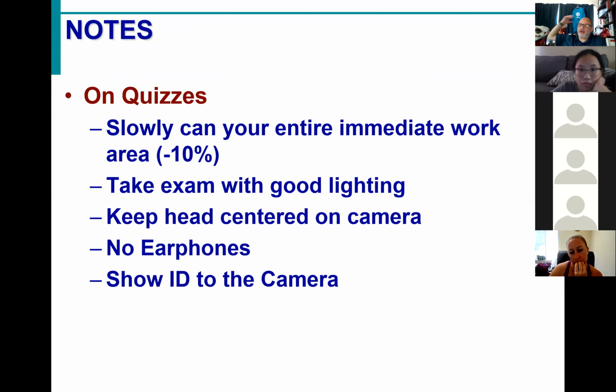And again, I don't care about being up here and seeing everything that's in your room. I want to see what's on your workspace. So make sure you are showing me your whole workspace and everything in your immediate area. That is what I'm looking for. And again, if you don't do that, that's 10% right off the top of your grade.